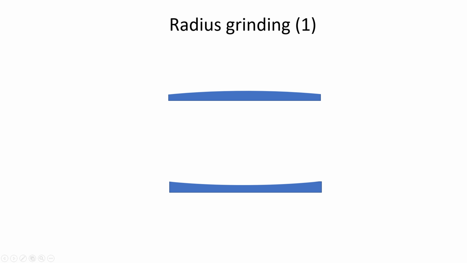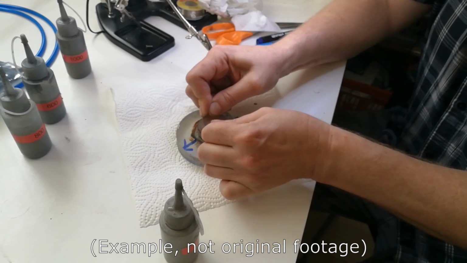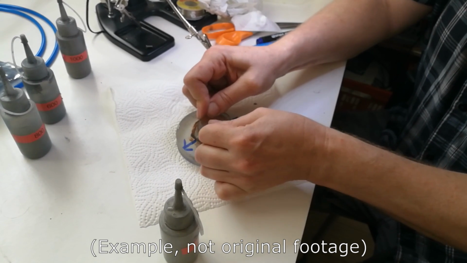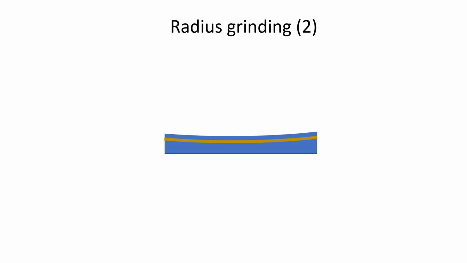I started out with two glass discs of glass ceramics of approximately 4 mm thickness, and one was ground concave and the other one convex with radii both approximately 300 millimeters. They were then ground nicely spherical against each other using silicon carbide grains in the range of 400 to 1200 mesh. Next, the two parts were bonded together using blocking wax, and then the top surface was ground convex, also with a radius of curvature of 300 millimeters.